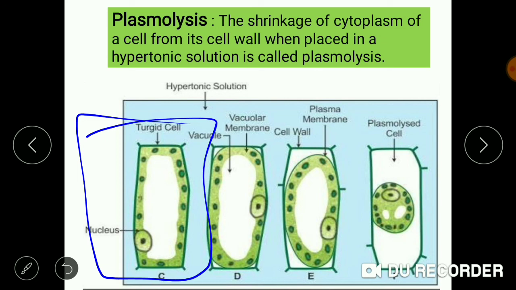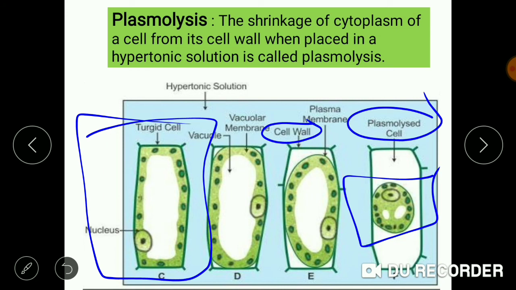And now when this is kept in a hypertonic solution, we have seen certain changes in it. We have seen that it has become flaccid. The cell contents are slowly and steadily moving away from the cell wall, and the condition arises that the cell contents have completely moved away from the cell wall. Now this plant cell is known as a plasmolysed cell.